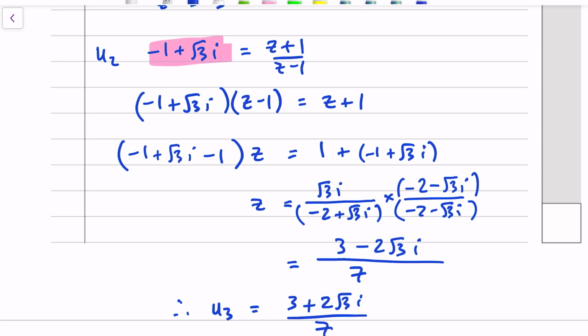Okay, now let's check that we've got the right solutions by doing the expansion method.